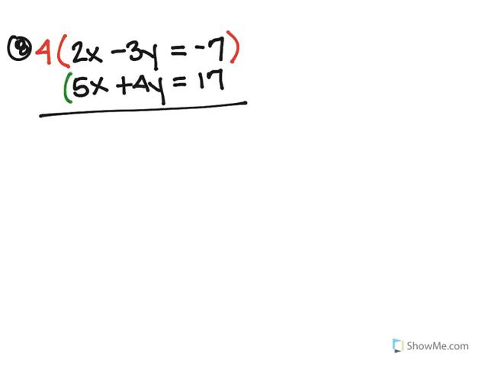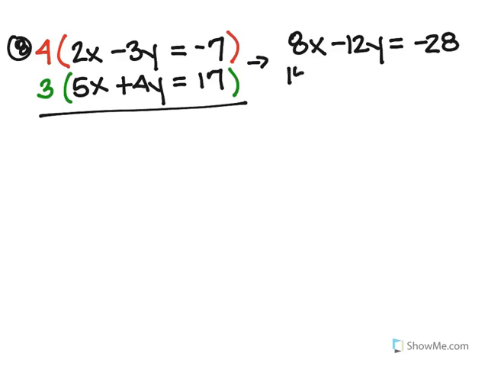For the bottom, you already have a 4, so I'm going to need to multiply by 3, because your whole aim is to get negative 12y and positive 12y. So our top one changes to 8x minus 12y equals negative 28. Our bottom one will change to positive 15x plus 12y equals 51.